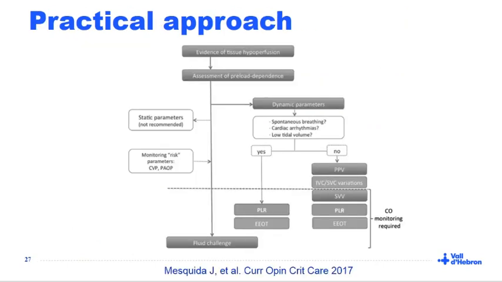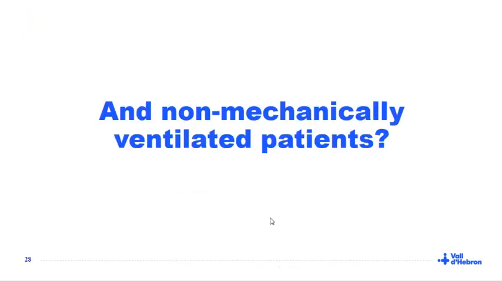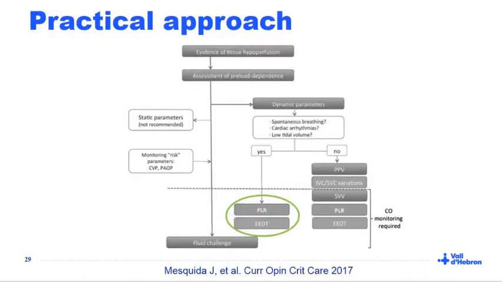So from the practical point of view, one possible approach could be this one. If you detect some kind of hypoperfusion, you need to assess if your patient is in the preload dependence zone of the Frank-Starling curve. You may ask yourself if your patient is spontaneously breathing, if he has cardiac arrhythmias, low tidal volume, high abdominal pressure. In case of not, you can use all of these parameters. In case of yes, we will see later. Because what happens in non-mechanically ventilated patients? We have only two options, and maybe three. Let's see. One is the passive leg raising, and the other one is the end-expiratory occlusion.